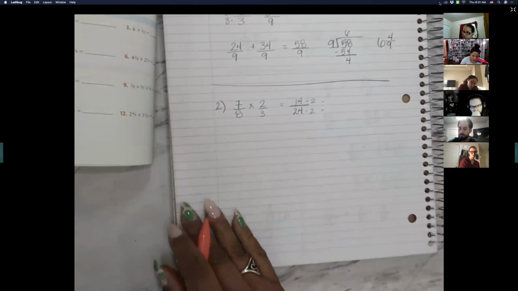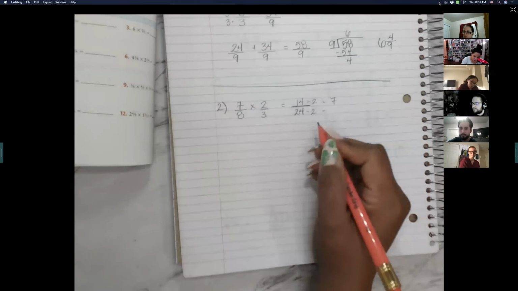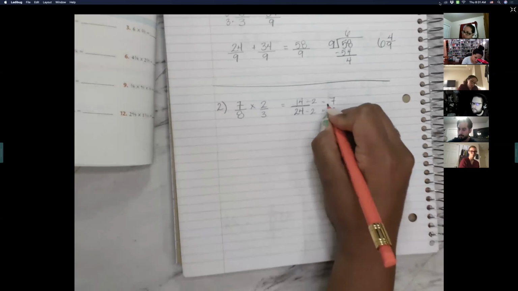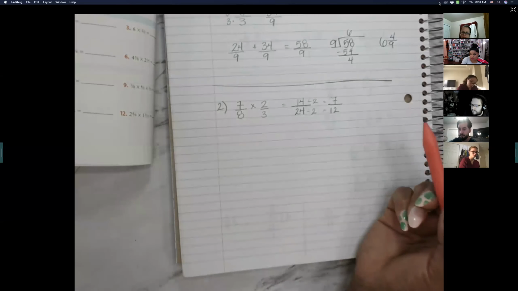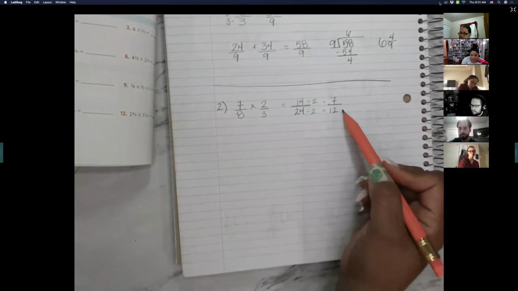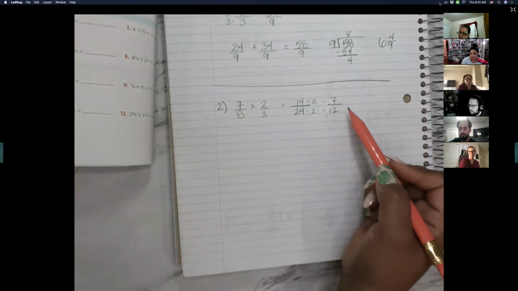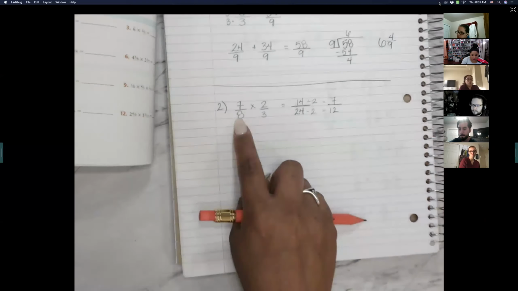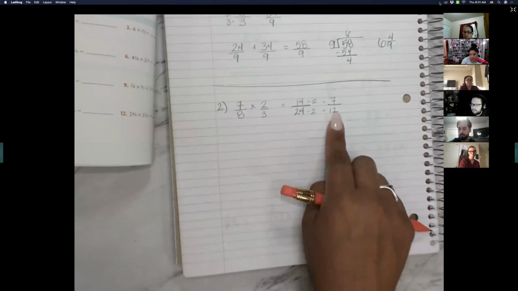So 14 divided by 2 is 7. 24 divided by 2 is 12. So this would be my reduced fraction. I know that there aren't any other numbers that I can divide evenly into 12 and 7. Okay, so that's one way you can multiply your fractions and then reduce.